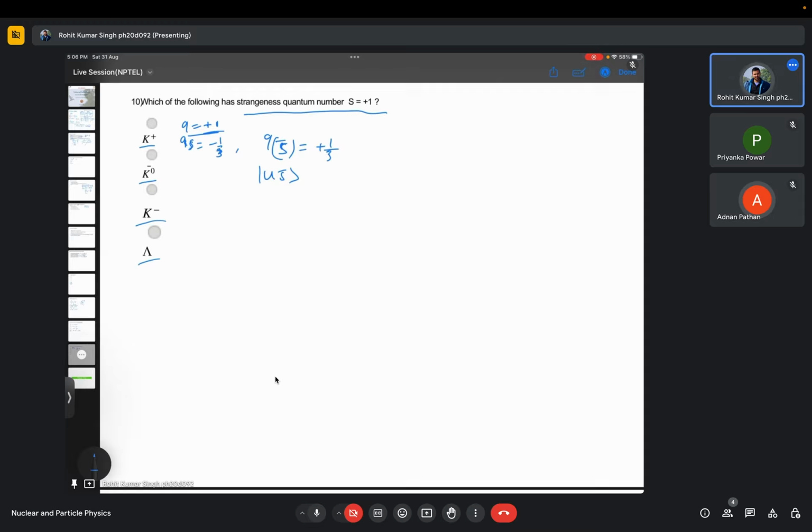Similarly, here you have Q equal to 0, and you have a strange quark. So what do you need here now? Plus 1 by 3. So which quark has plus 1 by 3? No one has. But the down quark has minus 1 by 3, so you can take d bar and then you get plus 1 by 3. So its quark content should be this, right?